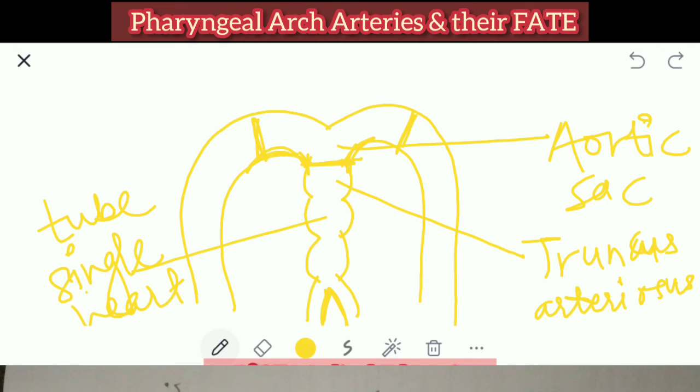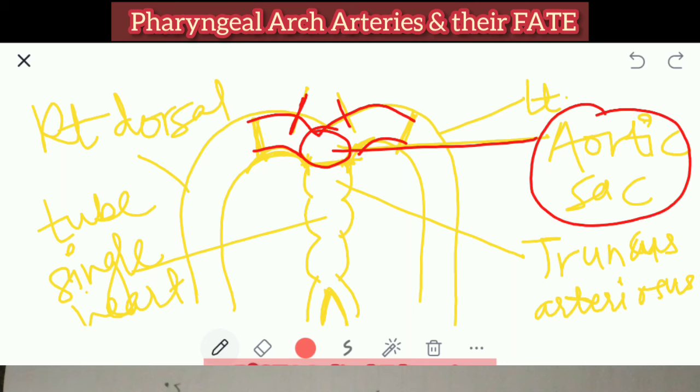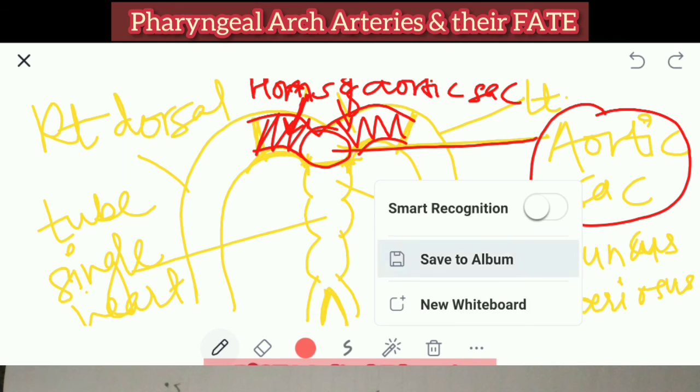Now, if you see this, this is the right dorsal arch, and this is the left dorsal arch, and these are nothing but the horns. I will use red color. This is the aortic sac, as I have written here, and this part which I am shading in red, these are the two horns of the aortic sac. Getting this? Now these horns of aortic sac, they will form pharyngeal arch arteries. Means how it will form? I will save this diagram and then I will tell you how it will form.